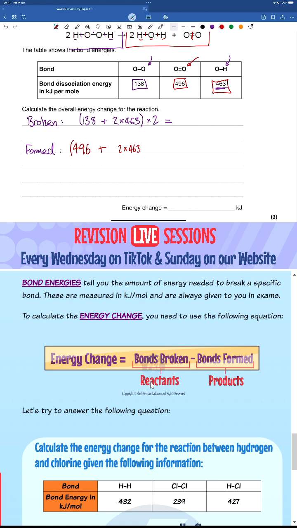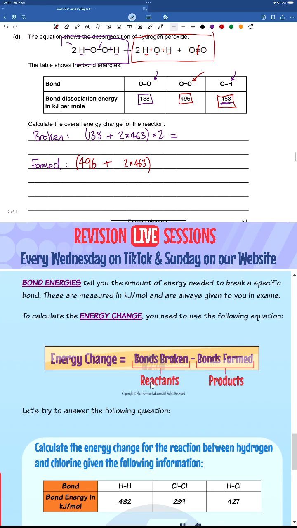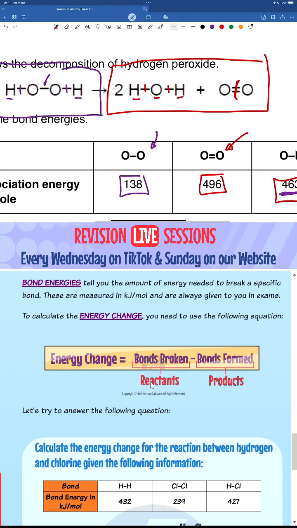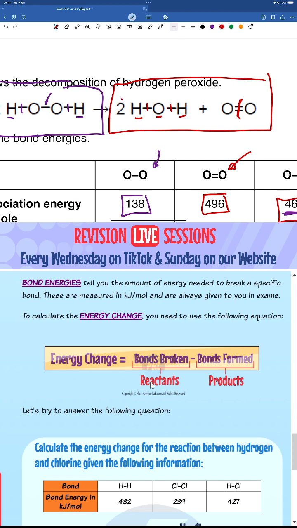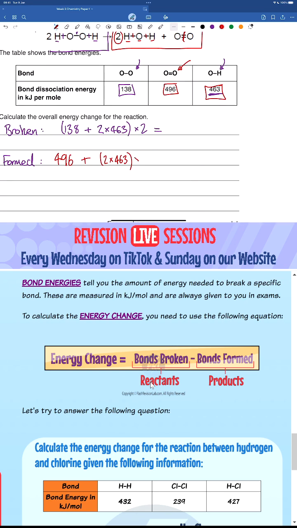And then, don't forget, sorry, let me rub this out. Don't forget that in front of the H2O, we've also got a 2 here. We need to multiply that whole number, all of this one, this bracket, by 2. Not the 496, because there's only one of those. You need to multiply the 463 by 2.